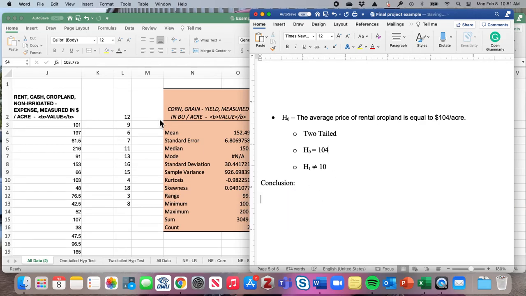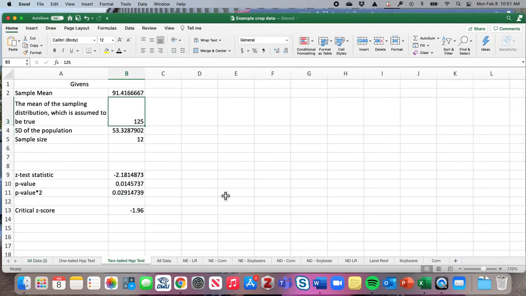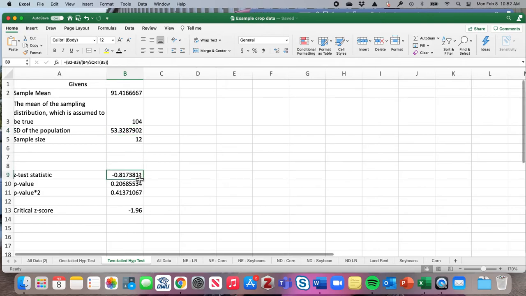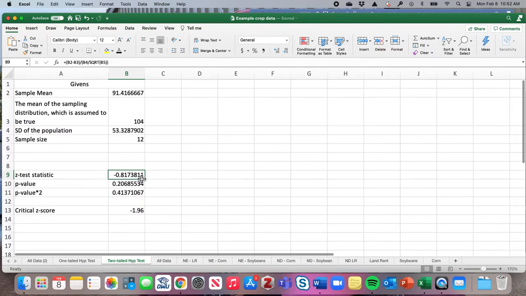Let's get rid of that. Let's see what happens when we change it. The cool thing is we've already got it set up, so all we have to do is change that assumption. So now instead of assuming that the average price of cropland is 125, we are going to assume that it is 104. Now, when we did that, our z-test statistic is negative 0.82, excuse me, or 0.817.